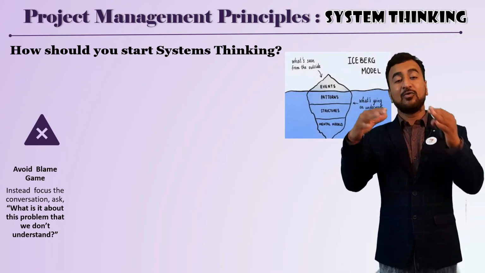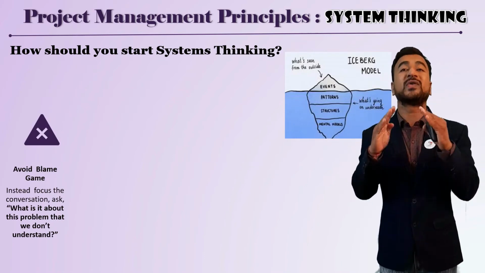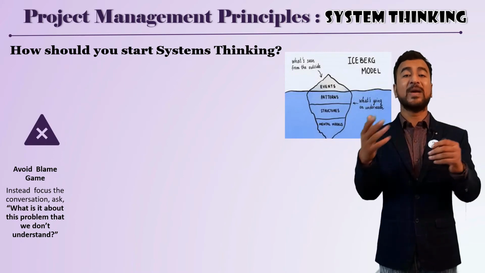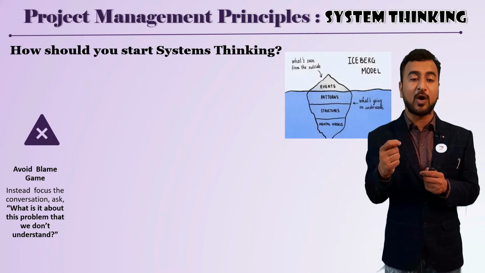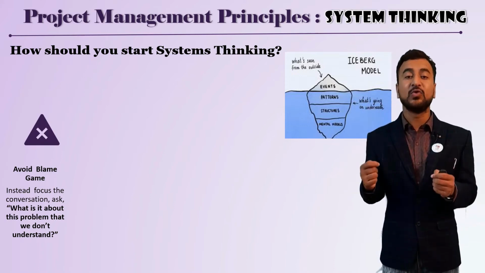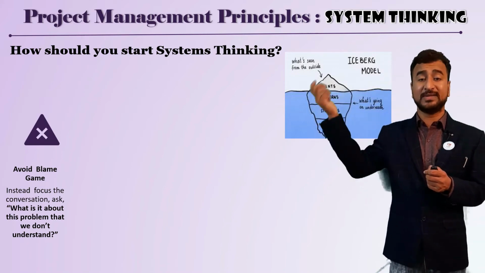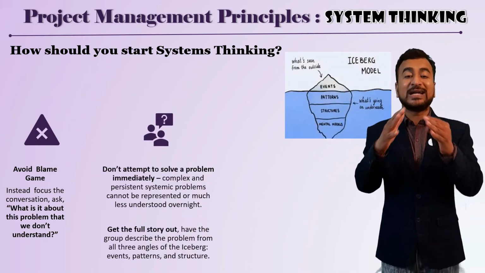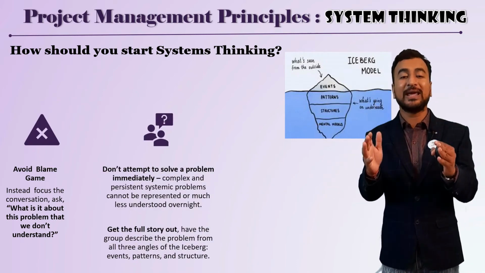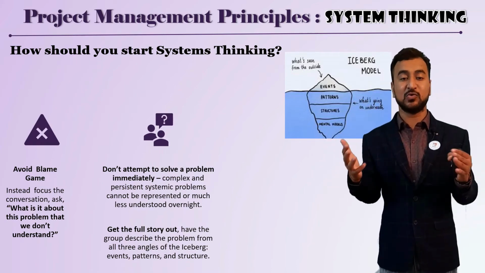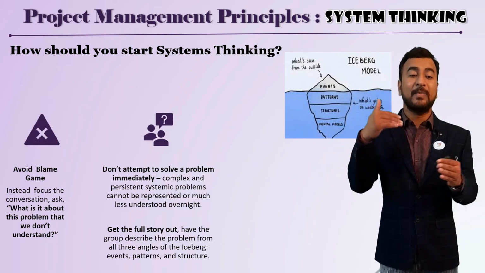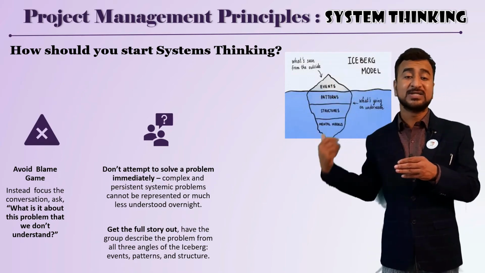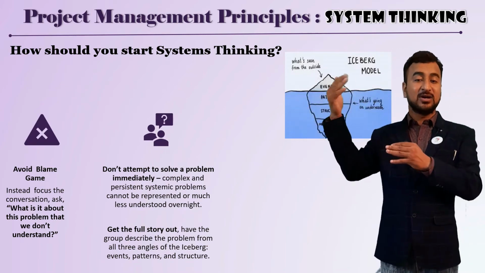So let me explain how to use systems thinking. First, don't play the blame game, please avoid it. Instead of asking who made this mistake, ask what it is about this problem that we don't understand. We need to first understand what is about that particular problem, this particular iceberg. You understand the tip of the iceberg, but what you don't understand, try to understand. Don't attempt to solve the problem immediately, right? You cannot understand the problem in a night or so. Get the full story out by understanding the different patterns and trends, the structures, and the mental blocks that in turn create that particular problem.